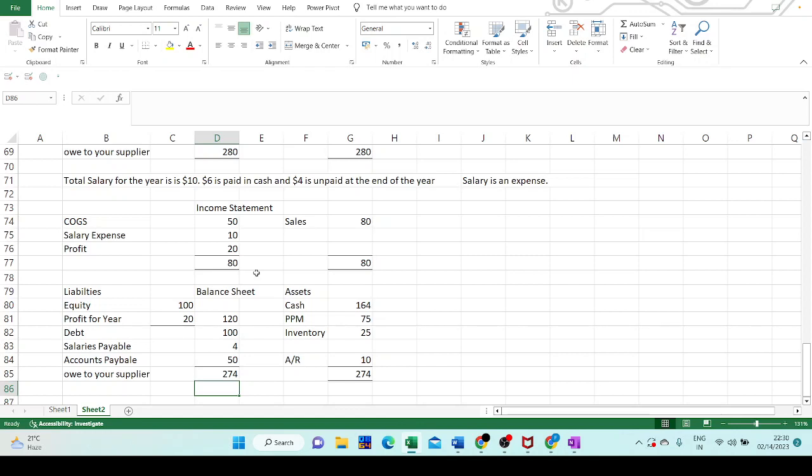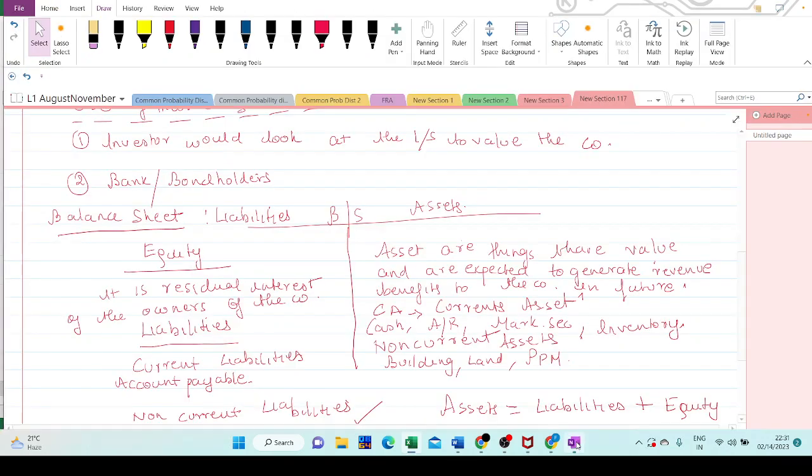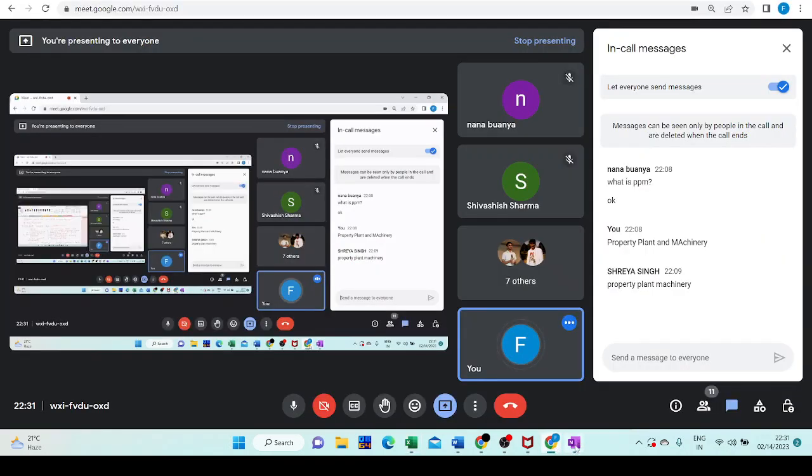So, guys, this is the basic idea of accounting. I hope you've understood things. Have you understood the basic idea? This is the basic idea of financial accounting. This is how you can make an income statement and balance sheet from scratch. Are we good, guys? Yes or no? Please tell me. Yes, sir. Good.